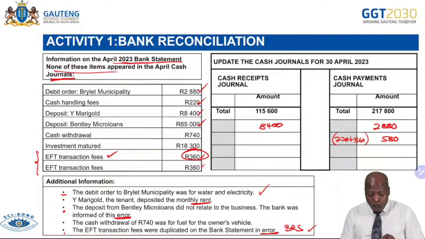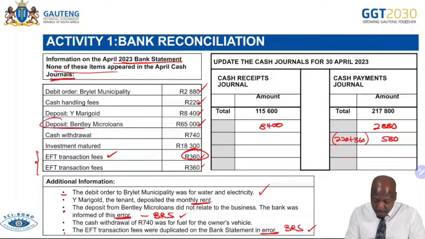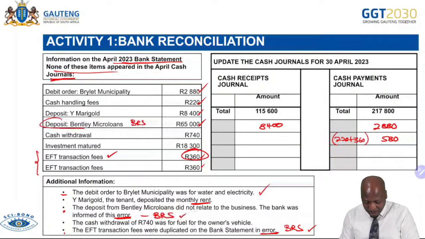It is an error. Once there is an error on the bank statement, we're going to correct this in the BRS. So this one here is going to come to the BRS. We're going to do that in a very short while.